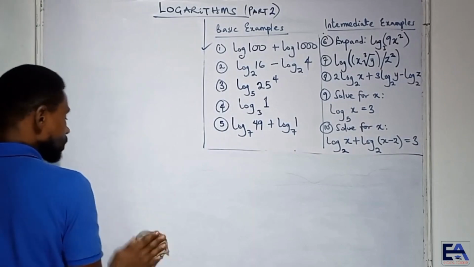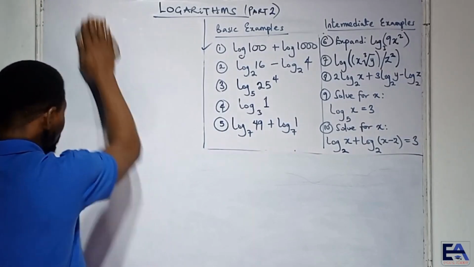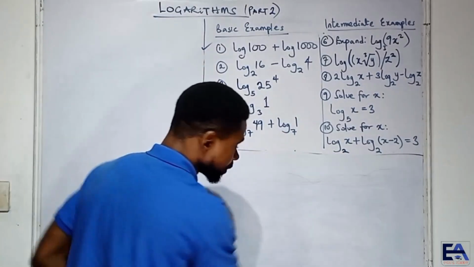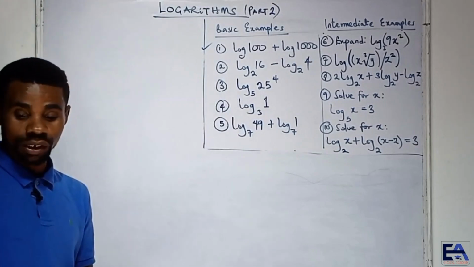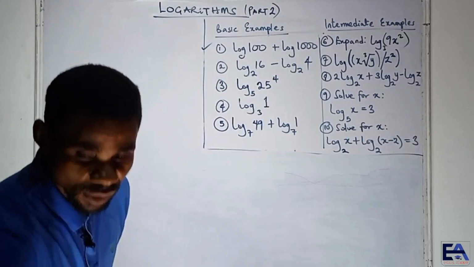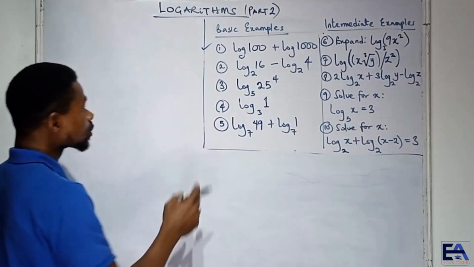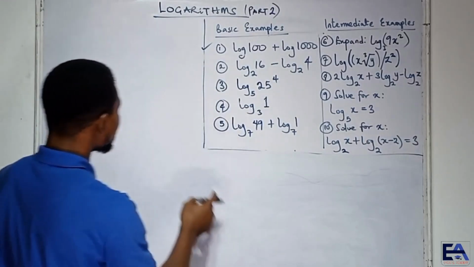So don't think you could reverse the product rule if the bases are different. But because they have a common base, we could use that reversal, and it actually worked for us. Okay, now let's quickly go to the next one.